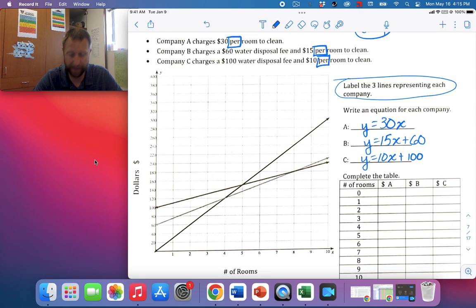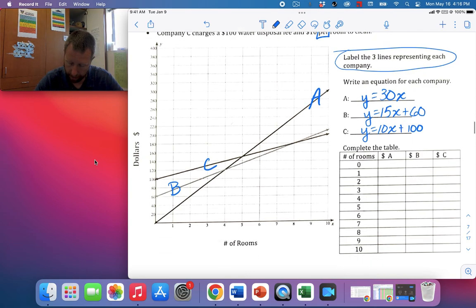Okay. Company A starts at the origin, starts at 0 because it's just y equals 30x. Well, that's this line right here, right? Company B starts at 60. 60 is right here. That would be this line here. And then company C starts at $100 and goes up 10. It would be this line right here. So once you have the equation, it makes it so easy to look at the y-intercepts and say which line is which. So I labeled the 3 lines.